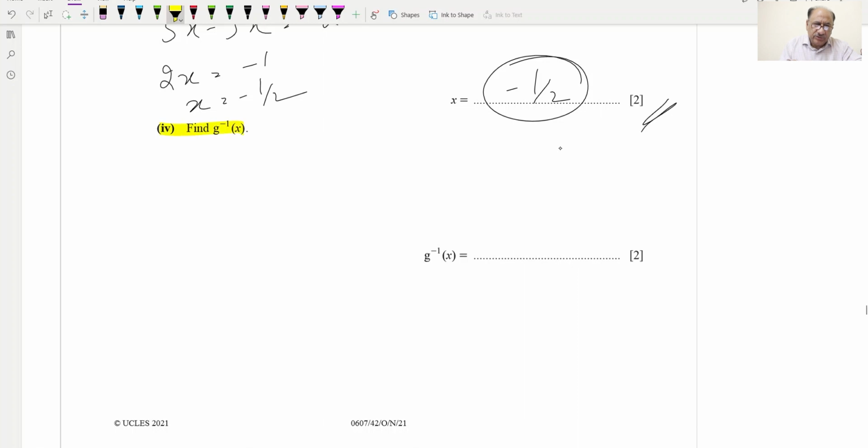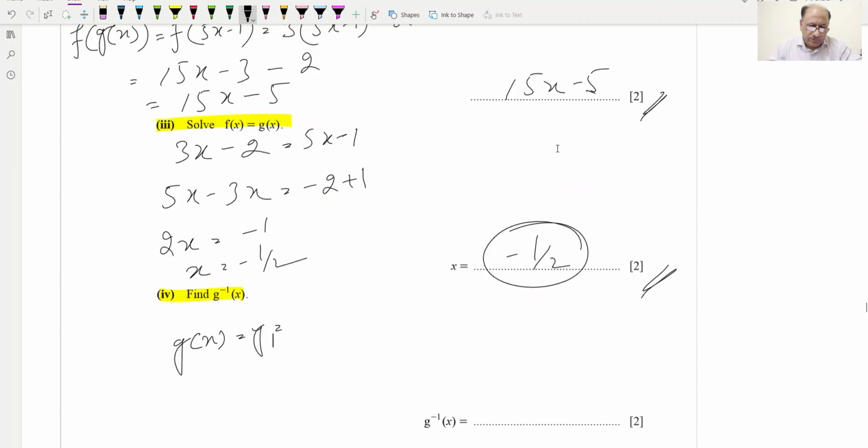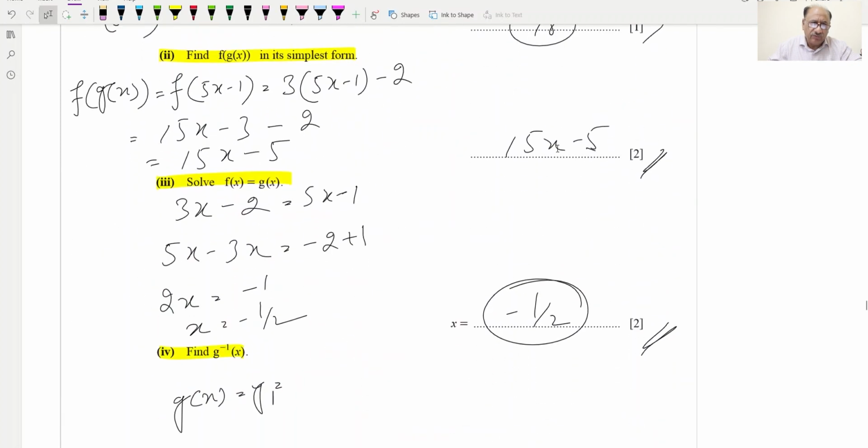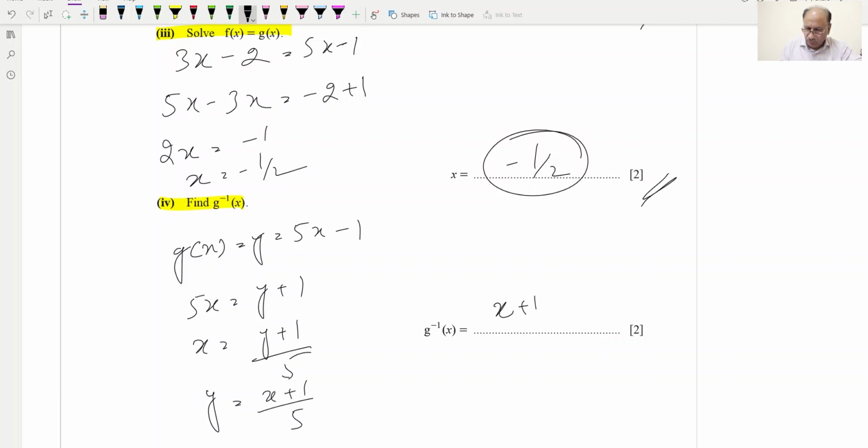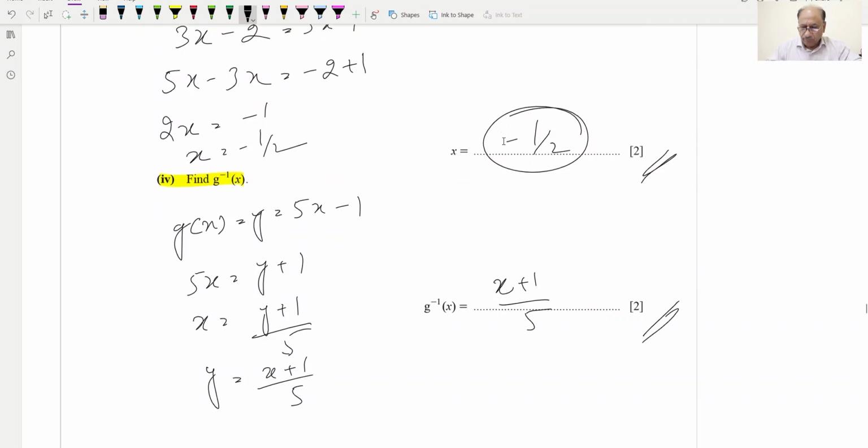Next part, find g inverse of x. Now g of x we will write, and this one we will write as y. And g of x is what? G of x is 5x minus 1. So 5x minus 1 in this equation will make x as subject. So 5x will be equal to y plus 1. So x will be equal to y plus 1 over 5. And now what else we can do? We can swap y and x. So y is equal to x plus 1 over 5. And this will be our g inverse value, which we can provide over here for 2 marks.